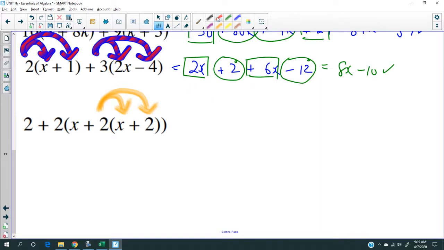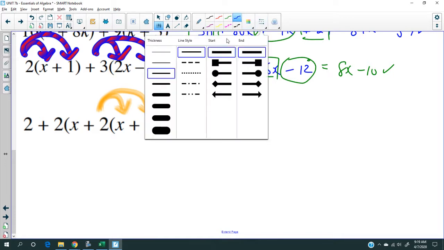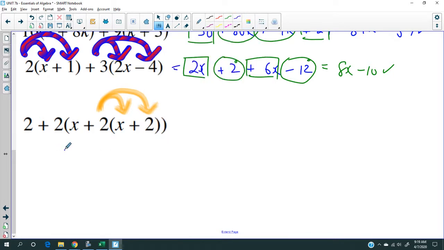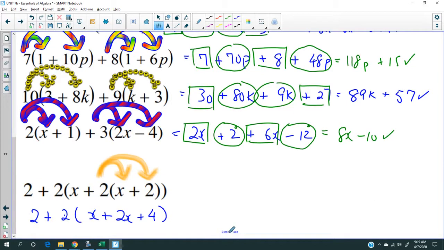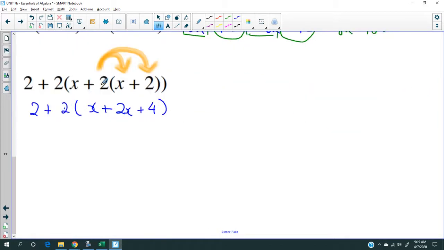So let's see. What does that mean? That means I got to rewrite everything. So I'm going to rewrite it down here, because we got the space anyway. 2 plus 2 in parentheses x plus, and I'm going to stop here because I got 2 times x, that's 2x. Don't forget, 2 times 2, that's 4. Now you have a dilemma here. You could combine like terms first. That's up to you. As a matter of fact, that's what we're going to be doing tomorrow. But right now, let's just stick with the distributive property.